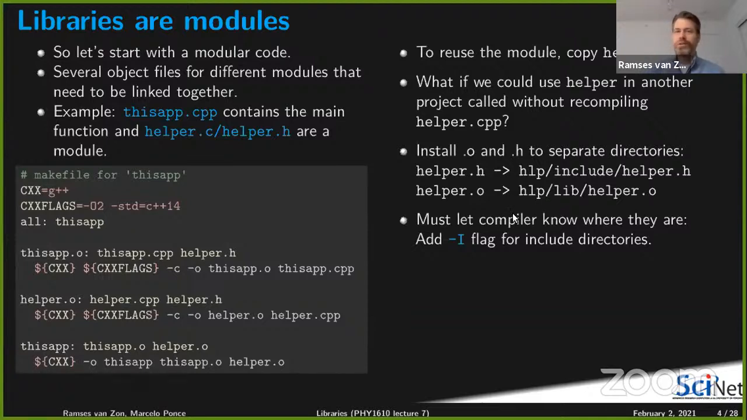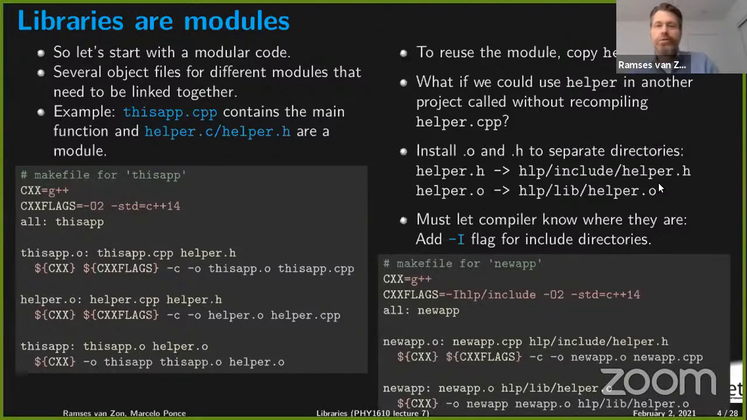But these are not part of those. We chose where to put this. The compiler can't possibly know that it should look for helper.h and helper.o. So we have to rewrite the makefile a little bit so that the compiler knows that. What we really have to do is tell the compiler where this stuff lives. So the CXX flags, in other words, the flags to the compiler, have to change and have this dash capital I extra argument, that is then followed by the directory name where things live.